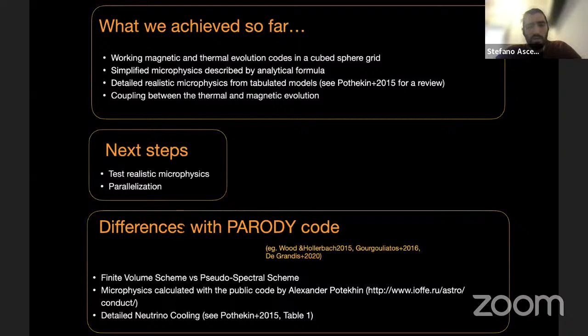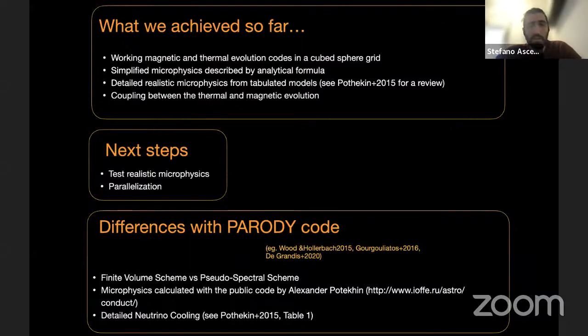Before concluding, I just want to mention that at present on the market, there is only one code that is able to study the magnetothermal evolution of neutron stars in 3 dimensions. This code is called Parody and is an adaptation of a code that was initially thought to describe planets. And these are some references for this code concerning neutron stars. So I want to state some differences between Parody and our code. First of all, our code is a finite volume scheme, as I described, while Parody uses a pseudo-spectral scheme.